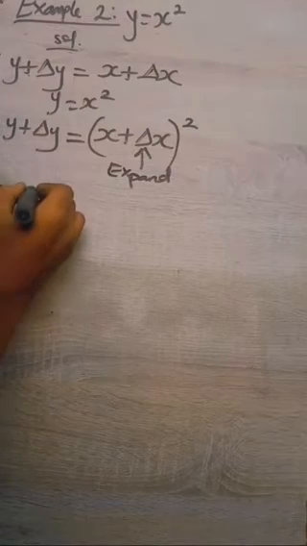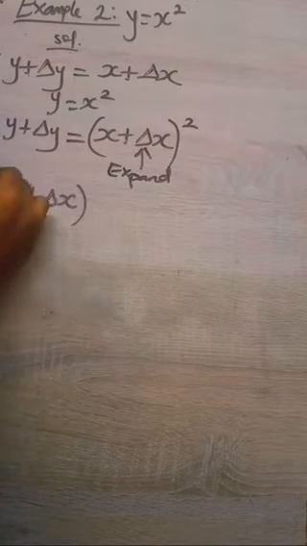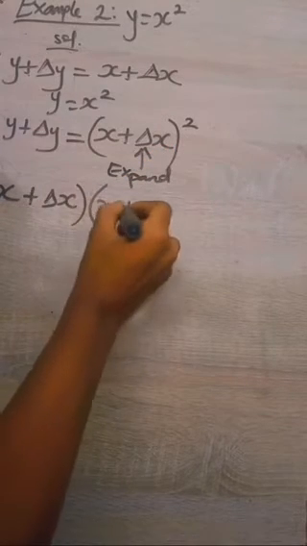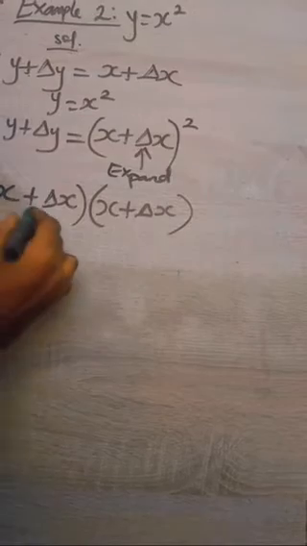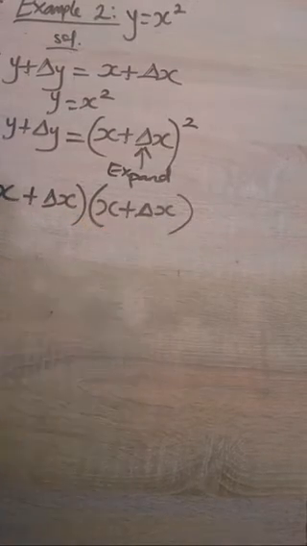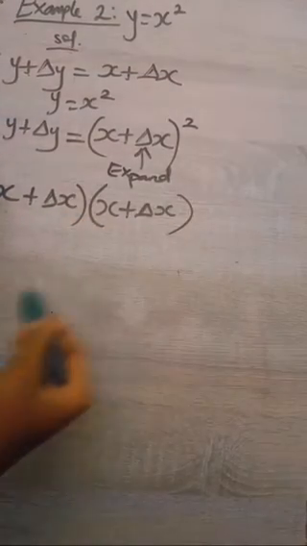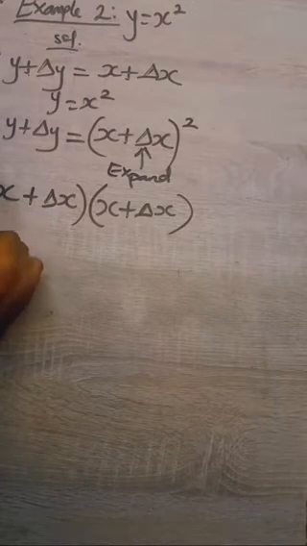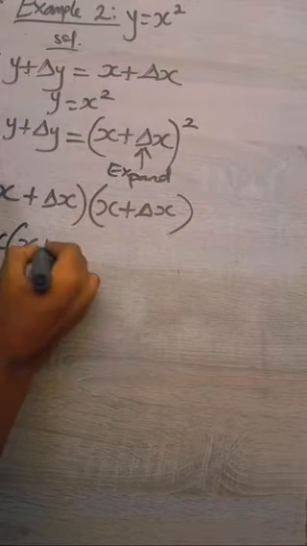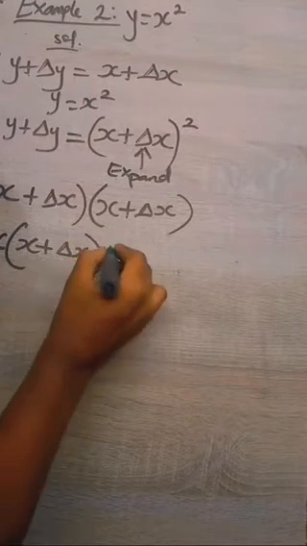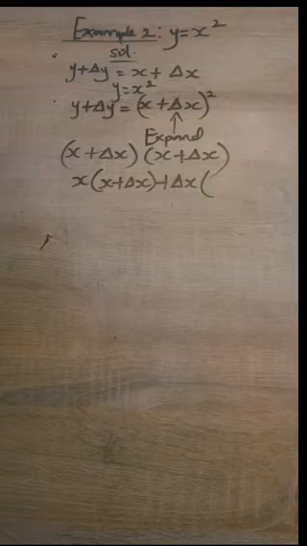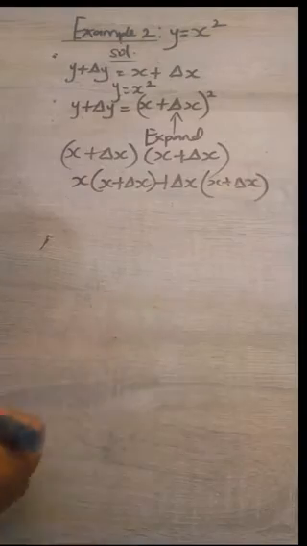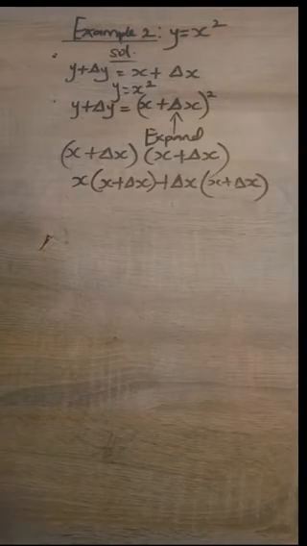x plus change in x raised to power 2 is x plus change in x multiplied by x plus change in x, two brackets. I hope we get this. So let us expand: x into x plus change in x, plus change in x into x plus change in x.